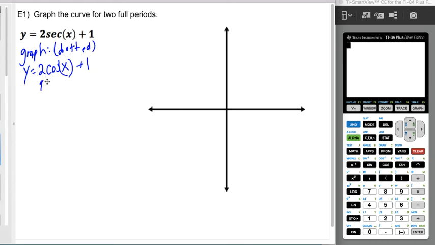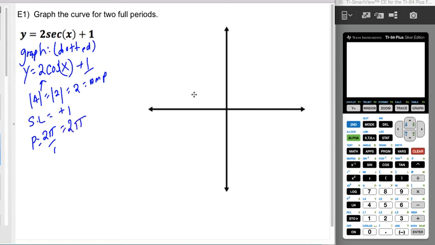I spot that the amplitude, so the absolute value of A, is the absolute value of 2, or 2. That's my amplitude, right? I spot that sea level is at a positive 1. And then everything else is pretty normal. The period is 2 pi over 1, because there's no number in front of x, so it's just 2 pi.